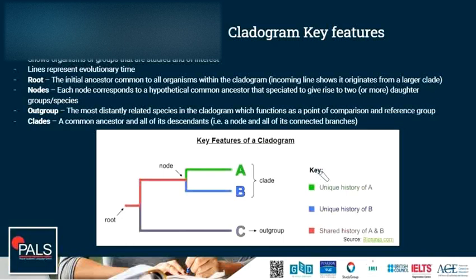So, what are key features of a cladogram? First of all, a cladogram shows organisms or groups that are studied and that are of interest for you. Again, it's up to the scientist, it's up to you what kind of organisms you want to study. So you can make a simple or a complex cladogram, depending on your field of study and your interest. The lines in a cladogram represent evolutionary time. So the further back we go in a cladogram, the further we go back in time.